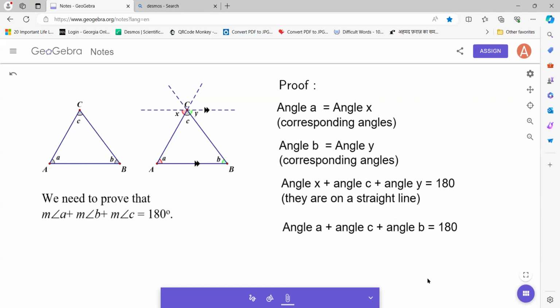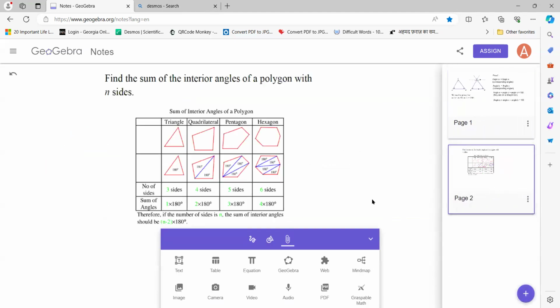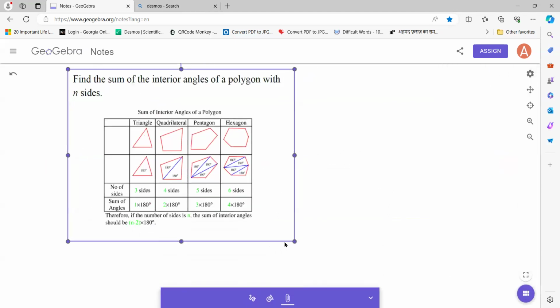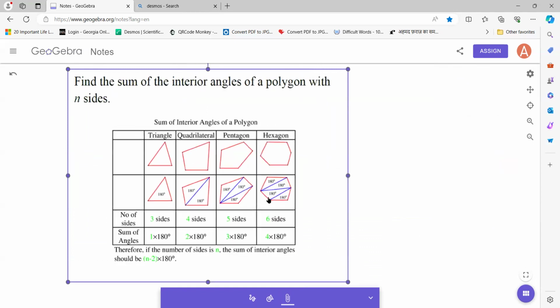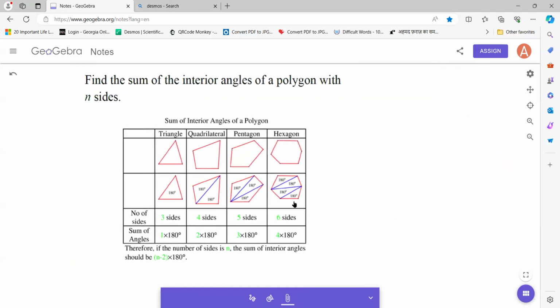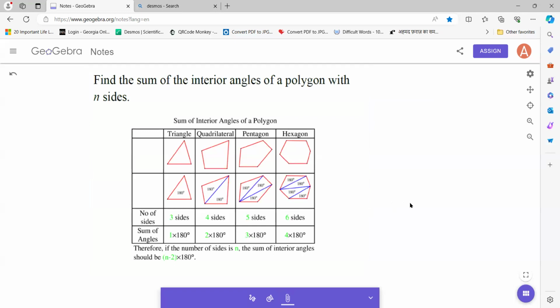All right, guys, so we're going to use this result to prove our next result. Okay, so here what I have is any polygon. Now I have written the proof here so that it's a little easier for me to explain. I have a triangle here. I have a quadrilateral here. I have a pentagon here. I have a hexagon here.